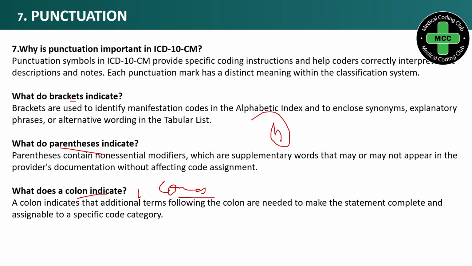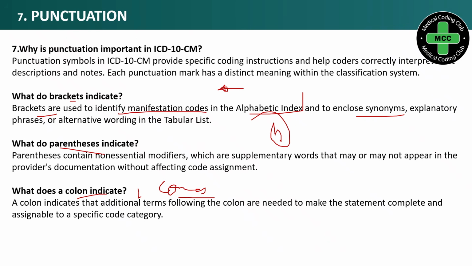Okay, so you can see what the brackets indicate. Brackets are used for two different purposes. Brackets are used to identify manifestation codes in the alphabetic index, whereas in the tabular list they are used to enclose synonyms or explanatory phrases. This question was also asked in the current year CPC exam in the coding guideline question. So please be aware of the two different uses of brackets based on your index and tabular list.